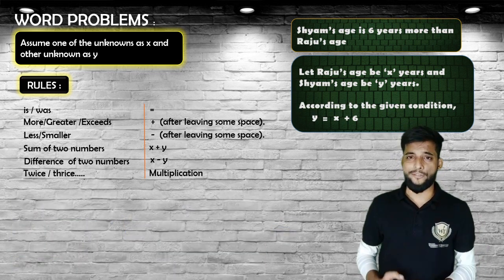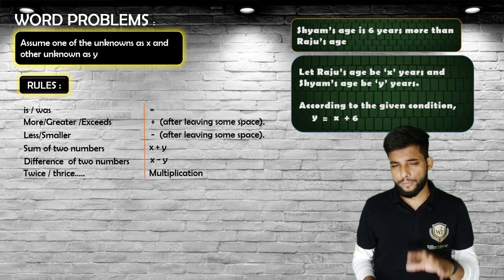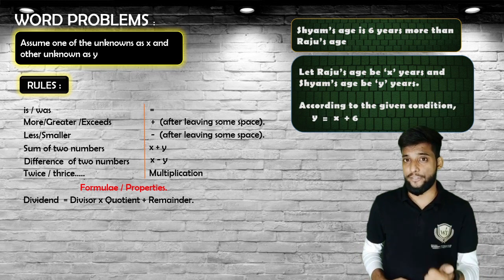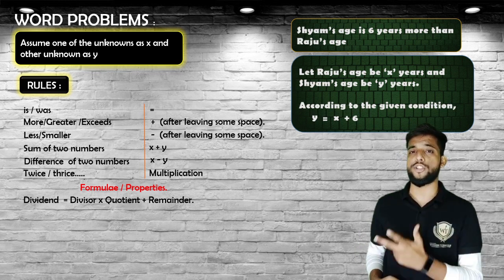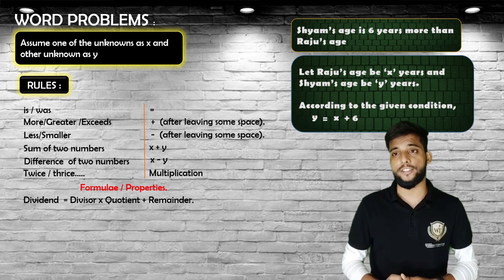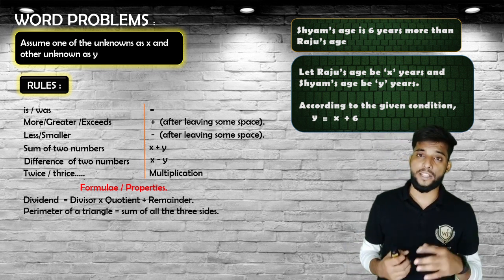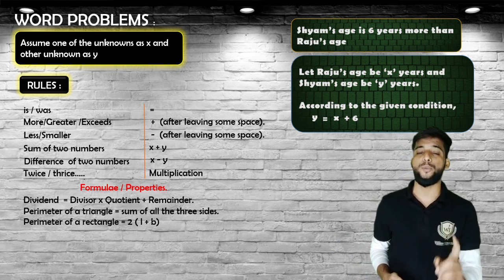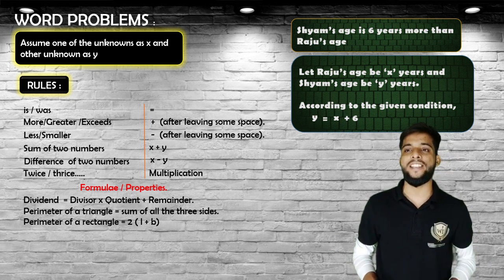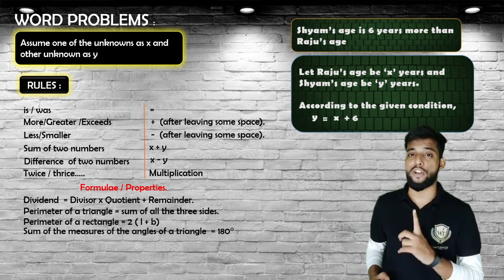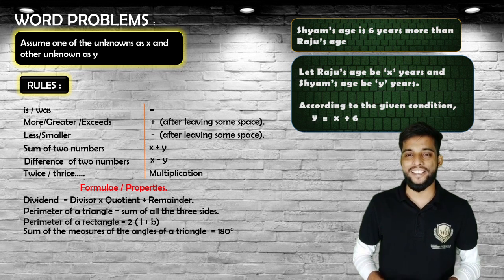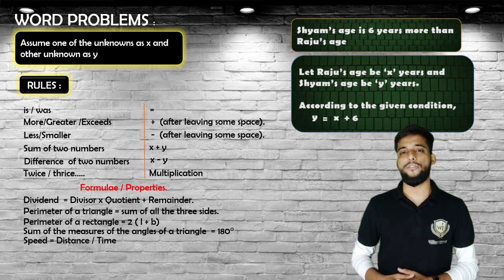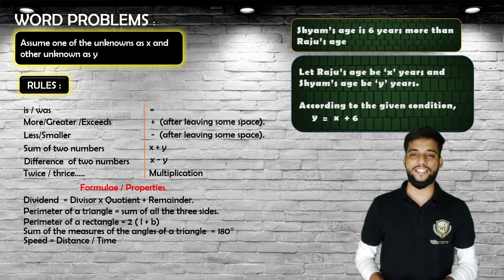Now students, there are going to be some formulae which we are going to use in word problems. So let us write them down together. The first formula is the division algorithm, which is dividend equals to divisor into quotient plus remainder. बचपन से कर रहे हैं तो we know this. Then we have perimeter of a triangle, matlab sum of all sides. Then we have perimeter of a rectangle, that is 2 into length plus breadth, denoted by L and B. Then we have sum of measures of angles of a triangle is 180 degree, and speed equals to distance upon time. So some examples of formulas that we are going to use in the next slide, students.